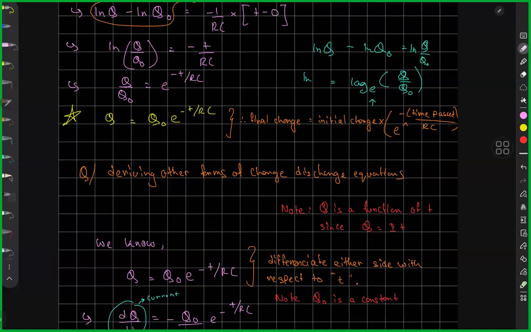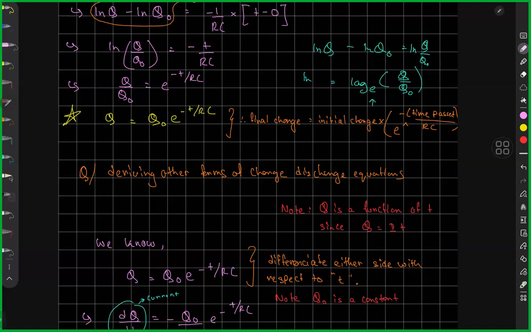What does this mean? That my Q at any given time is dependent on the initial charge, maximum charge, times e to the power of minus t by RC. Okay. So as time increases, what do you think happens to my charge? Decreases. Because this is basically 1 by e to the power t by RC. Okay. This is what's happening. Good.